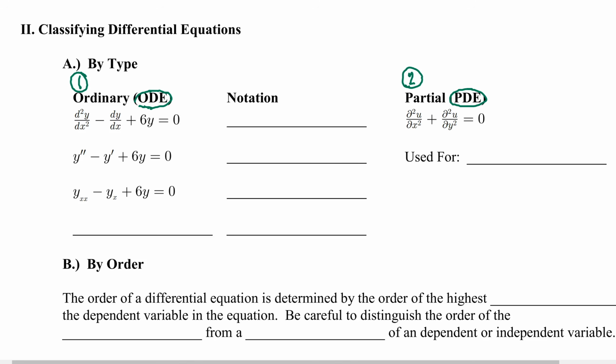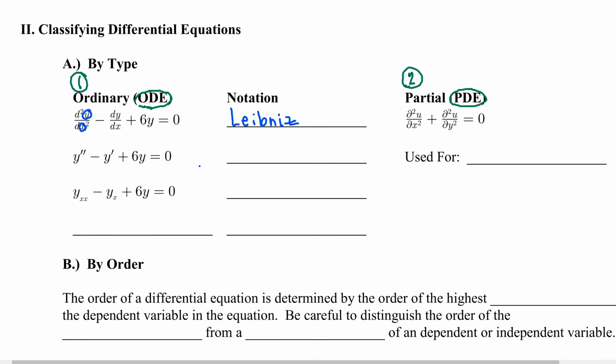We can express ordinary differential equations using a variety of notation. The first example that you see here, d squared y over dx squared minus dy over dx plus 6y equals 0, is called Leibniz notation. Remember, Newton and Leibniz discovered calculus at about the same time, but they used different notation. The benefit of Leibniz notation is that it's very easy to identify the dependent variable from the independent variable, and also the differential terms, the dy and the dx, they behave in algebraic ways.